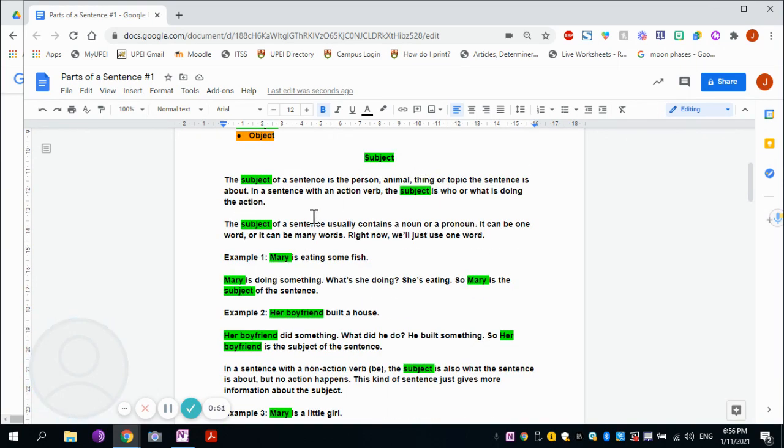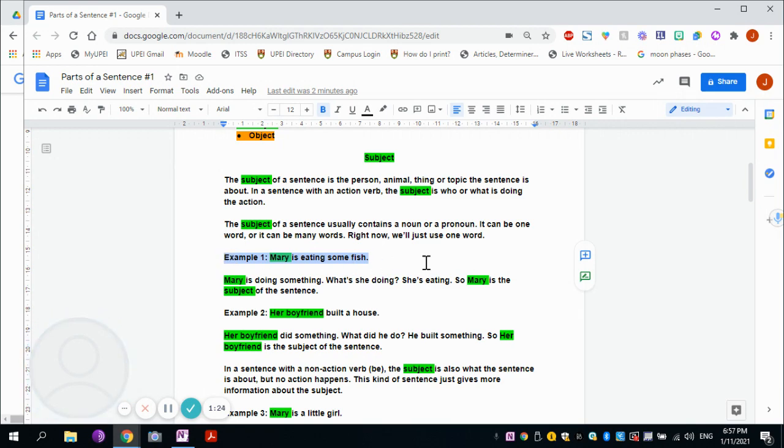Subject. The subject of a sentence is the person, animal, thing, or topic the sentence is about. In a sentence with an action verb, the subject is who or what is doing the action. The subject of a sentence usually contains a noun or a pronoun. It can be one word or it can be many words. Right now, we'll just use one word. Let's look at this example.